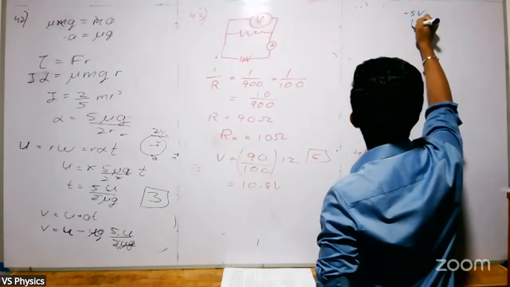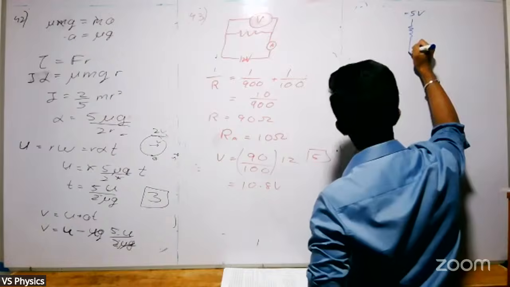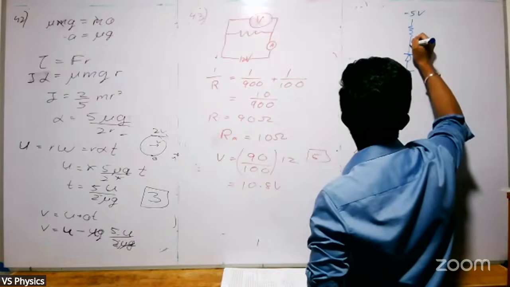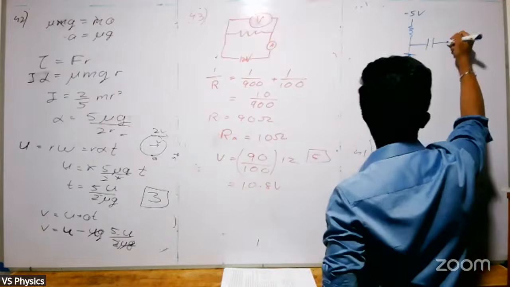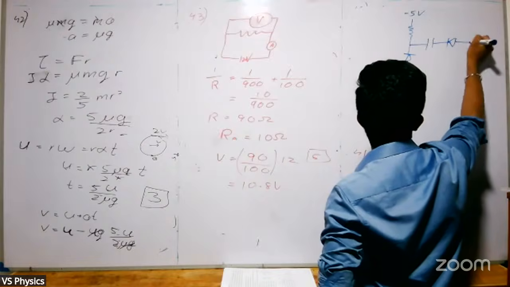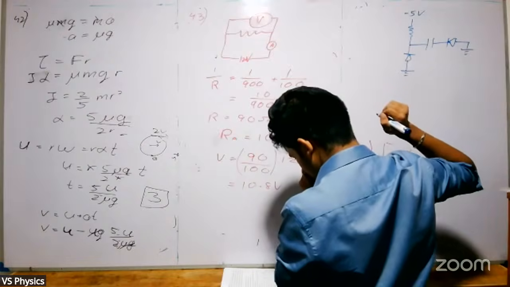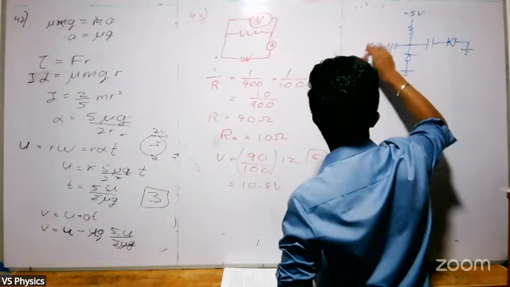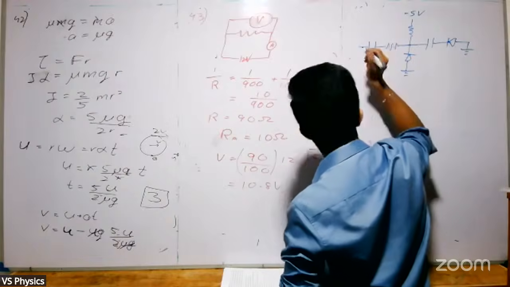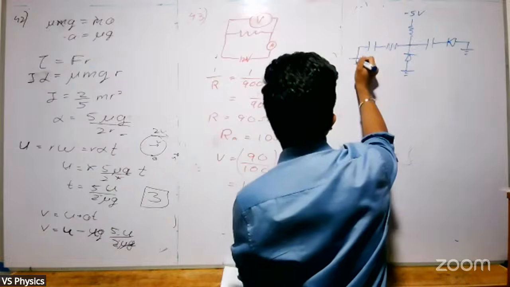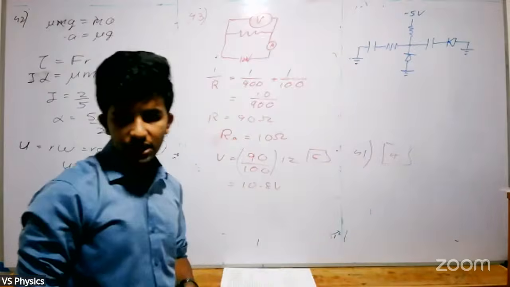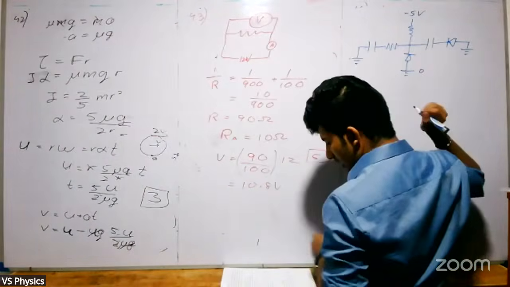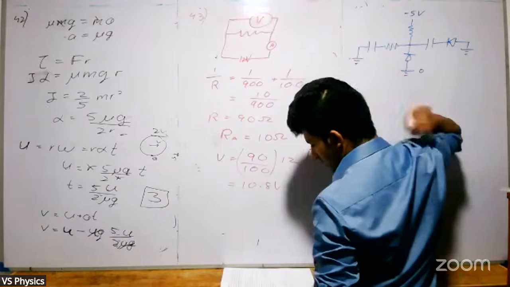Minus 5 volts connected to a resistor, connected to a diode, connected to ground, which is connected to a capacitor, which is connected to a diode again and a ground. Here also connected to a resistance, a capacitor, and then ground. The story is this. Initially, minus 5 on one side and 0 on the other. Current will flow from here to here.